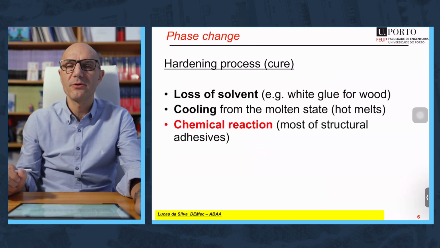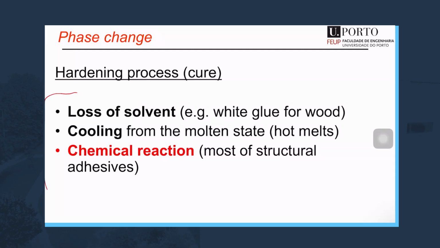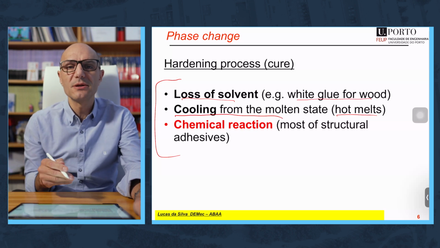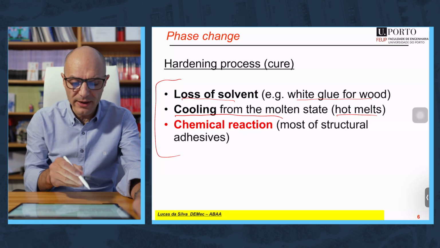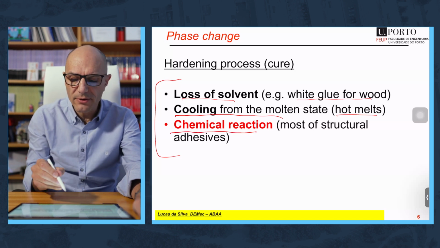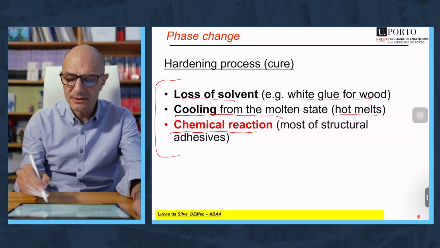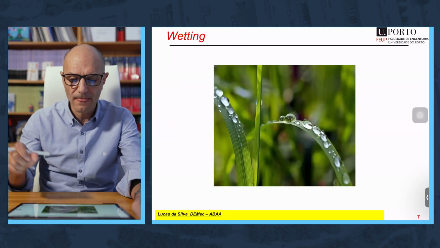The hardening process, or the cure, it's another term used, can be done in three ways. You can have a loss of solvent. This is, for example, the case for the white glue in wood. It can be from the cooling state. That's the case of the hot melts, the thermoplastics. But in general, for structural applications like the adhesive that we see in airplanes, we are talking about a chemical reaction between a resin and a hardener, all right? And this leads to a thermoset adhesive, like an epoxy adhesive.